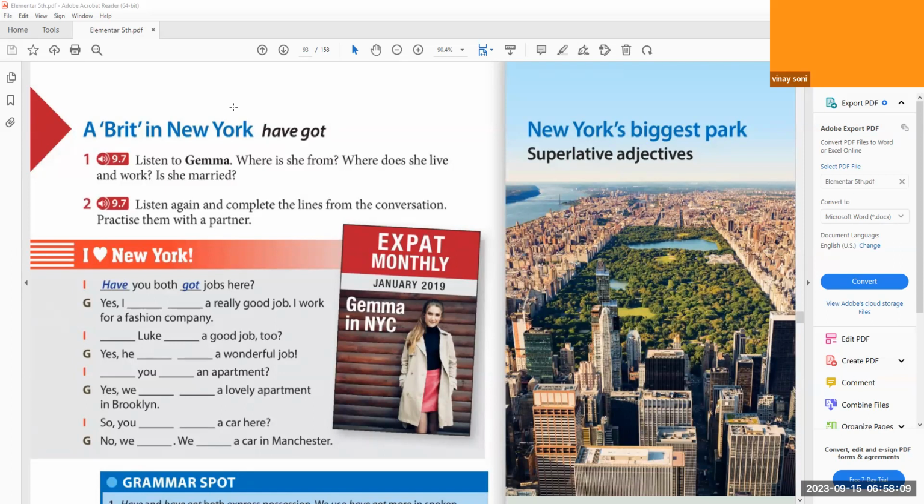Now, listen again and complete the lines from the conversation. Practice them with a partner. 9.7, part 2. There are lots of blank spaces, right? You have to complete this.